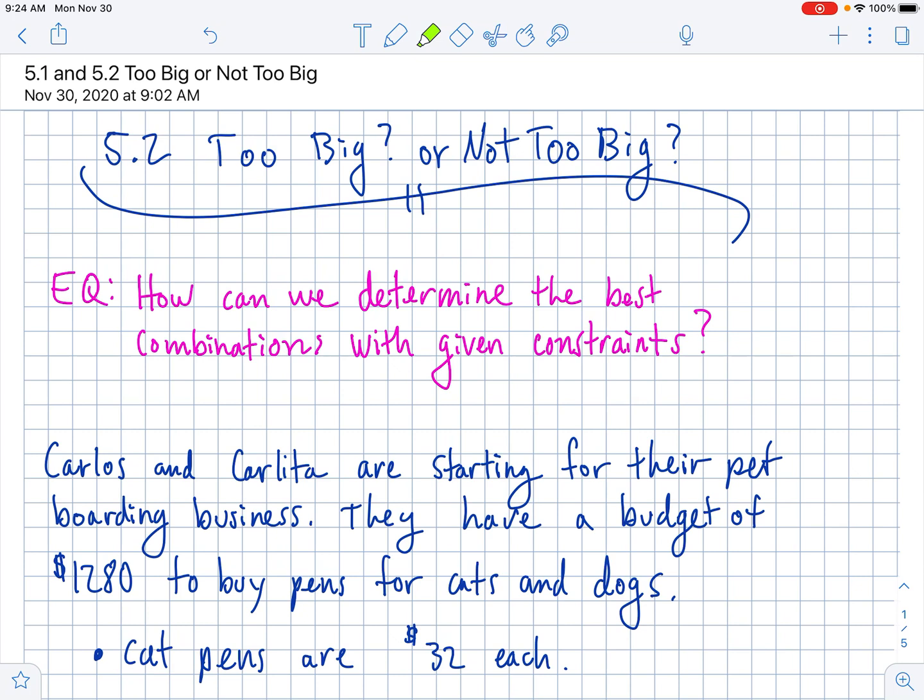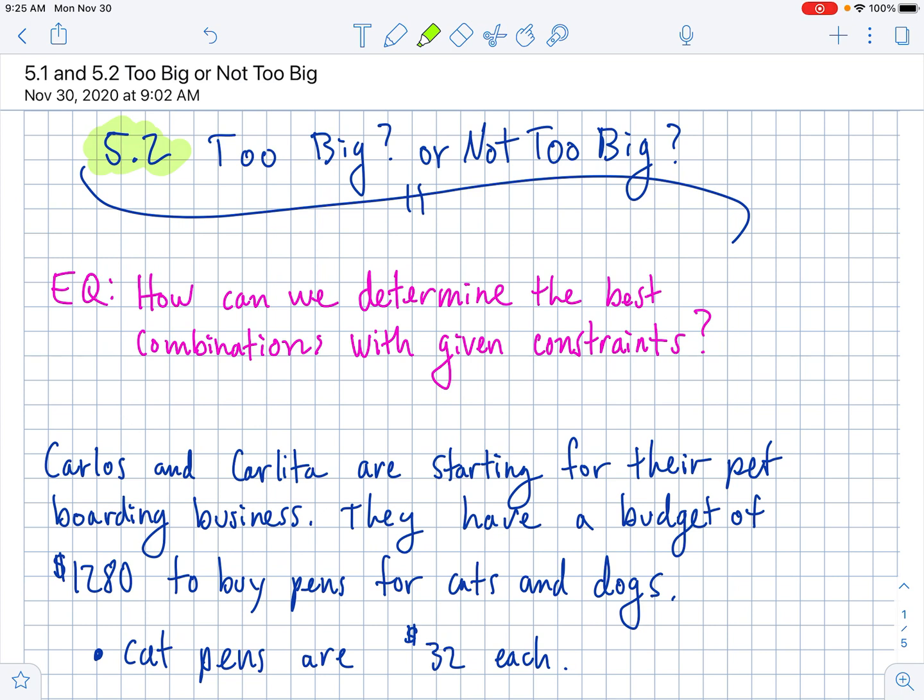Today we are going to start Mod 5. But it's kind of weird with Mod 5 because 5.1 was really just vocab stuff that we've already kind of learned. So we're just going to jump into 5.2, which is all about too big or not too big. We're going to be talking about coordinates today and whether or not they work with certain inequalities that are based off of a word problem.